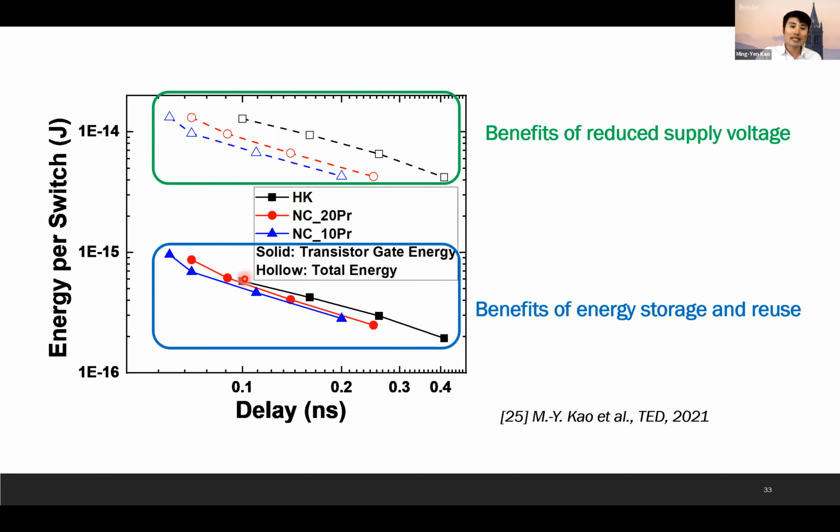This black one is a high-K stack, which is the baseline. It's not an NCFET. And the blue one is an NCFET with good capacitor matching. You can see that under the same delay, the blue one consumed less energy compared to the black one. If we also consider the peripheral parasitic capacitors and resistors, we can see more benefits of the NCFET; the energy gap under the same delay is even larger.